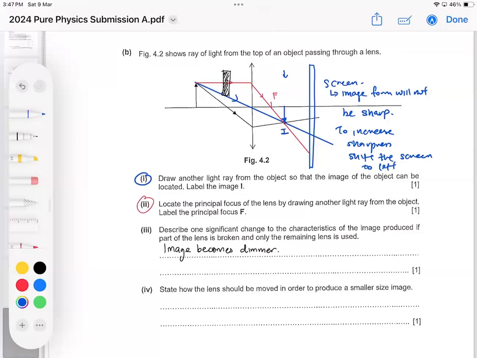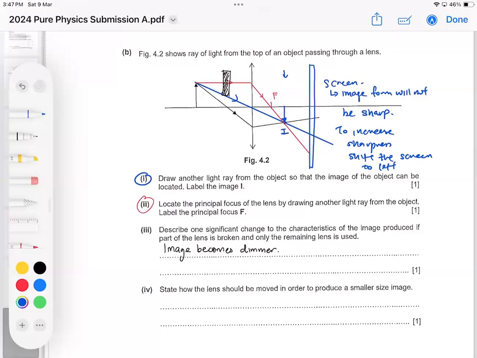So do remember, when there's a cardboard blocking or part of the lens is broken, it is always, like what you mentioned, the brightness of the image and not the sharpness of the image. As long as you put the screen at the right position, it will be sharp.